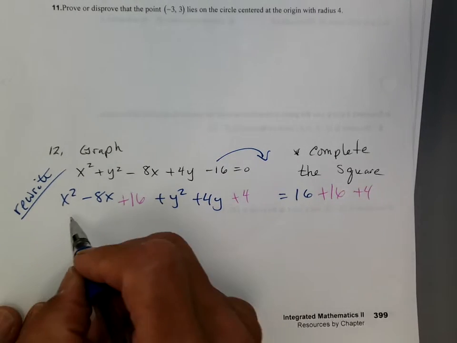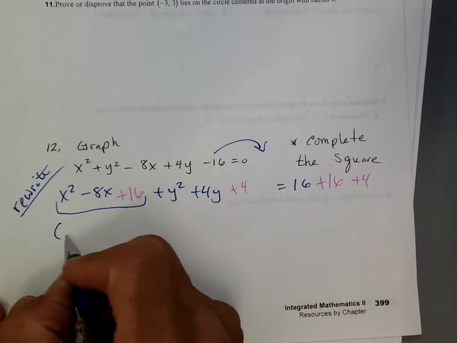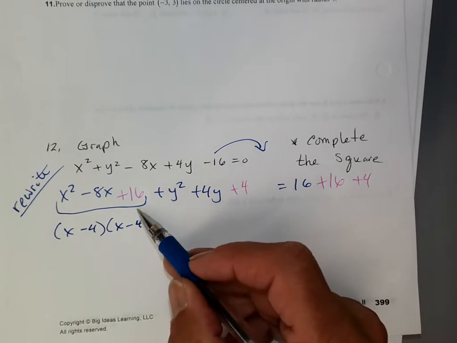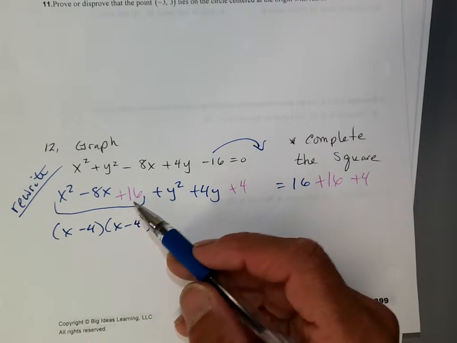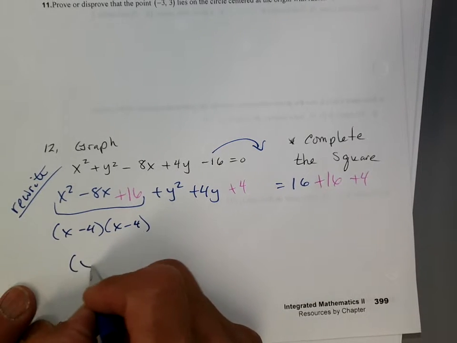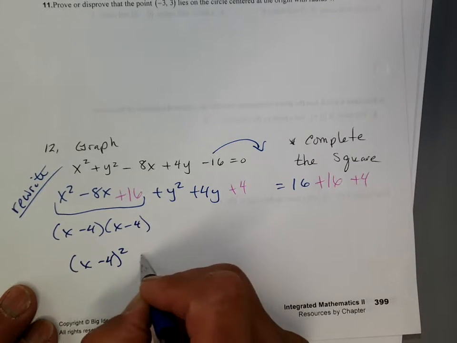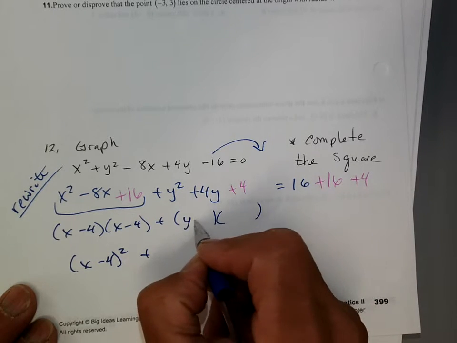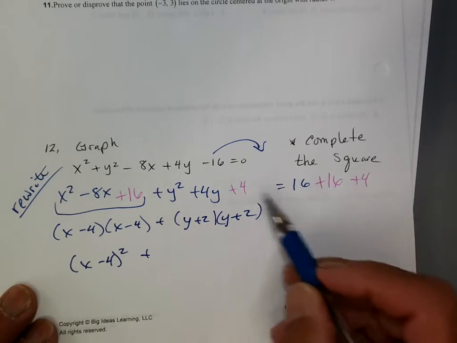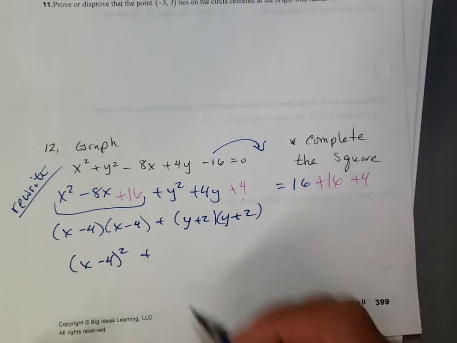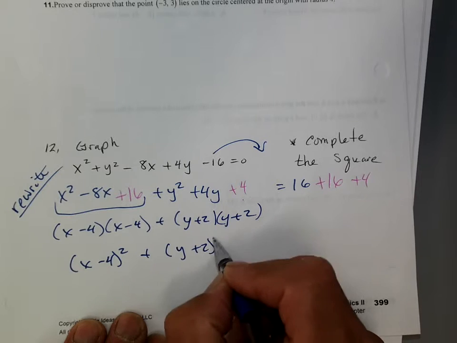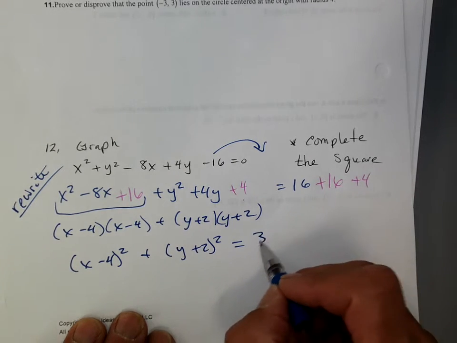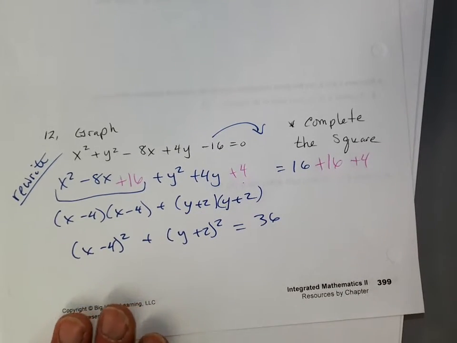Now, this will factor: x minus 4, x minus 4, right? Multiples of 16 that make negative 8. So how about x minus 4 squared? Plus, this will factor, right? y plus 2, because multiples of 4 that add to 4. But let's rewrite that as y plus 2 squared. Cool. 32 and 4 is 36, right? There's my circle. Pretty cool.